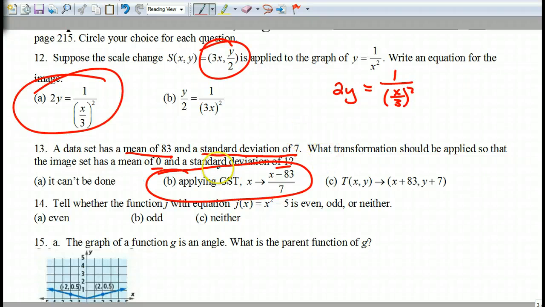Okay. So, first of all, to get the mean to be 0, you're going to have to subtract 83 from each data point. And to get the standard deviation to be 1, you need to divide each data point by 7. Kind of like the z-score thing. That one was a tough question.